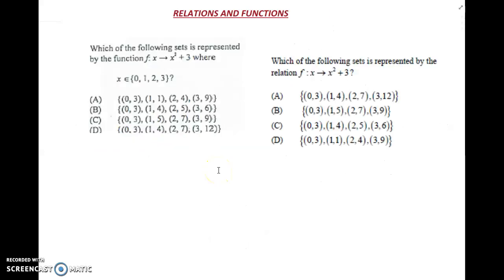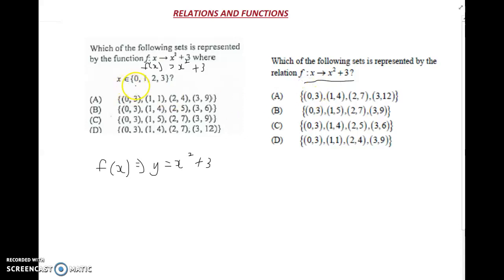Then we have these two questions, which are the same question. Again, they added on a different piece. So this is similar to the question we just looked at, right? It says, which of the following sets is represented by the function, and remember this is f of x equals x squared plus 3. So f of x is, remember, y equals x squared plus 3. And it's the same thing here, right?